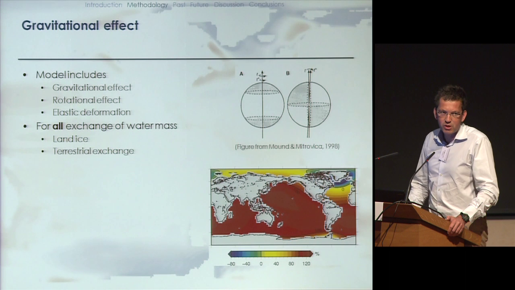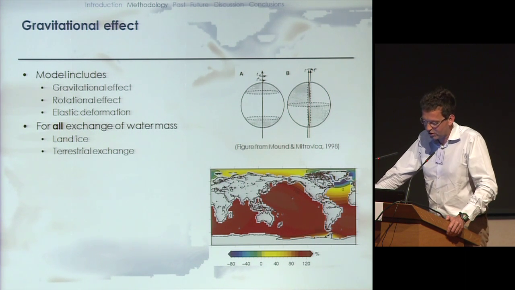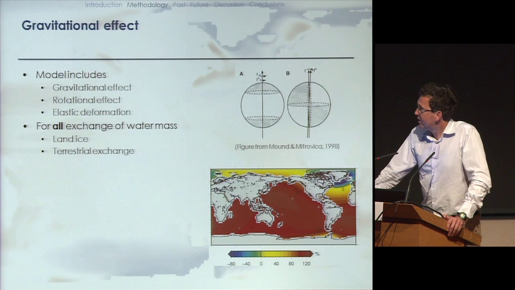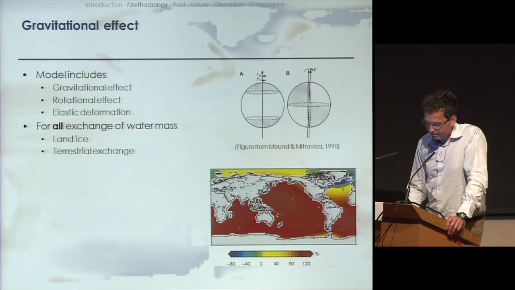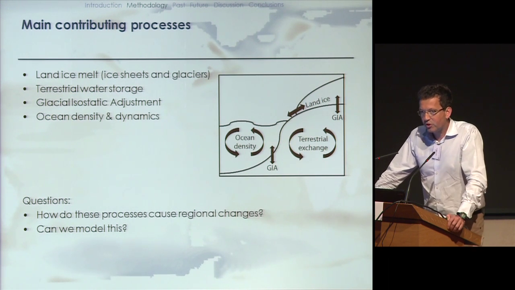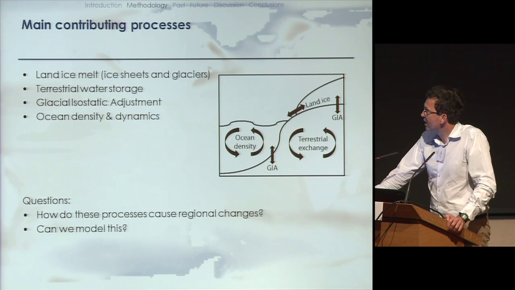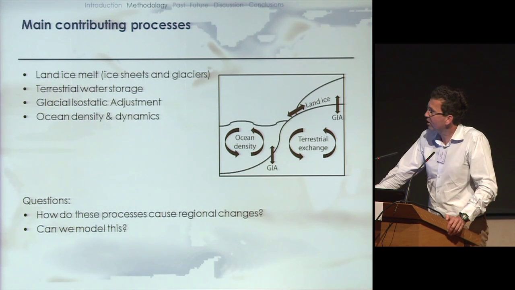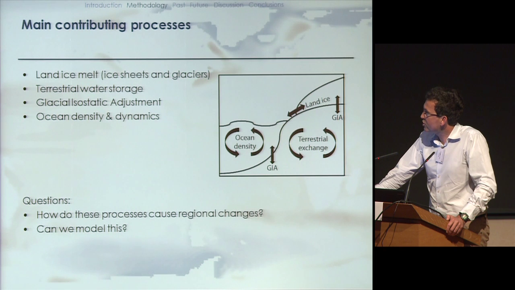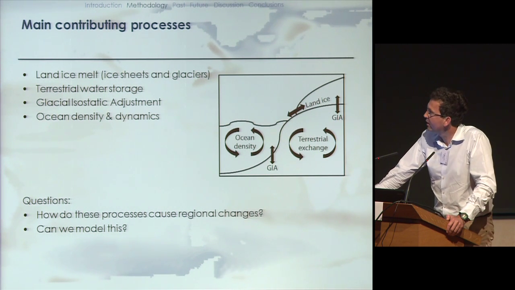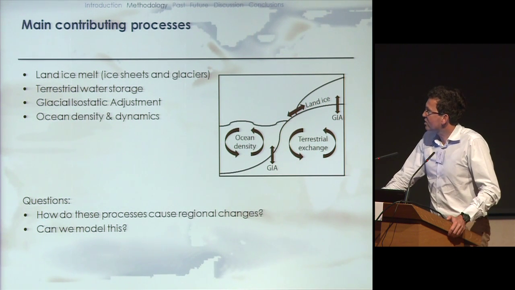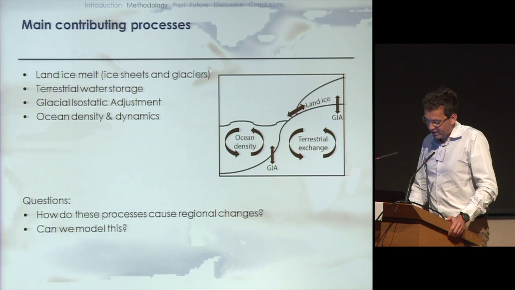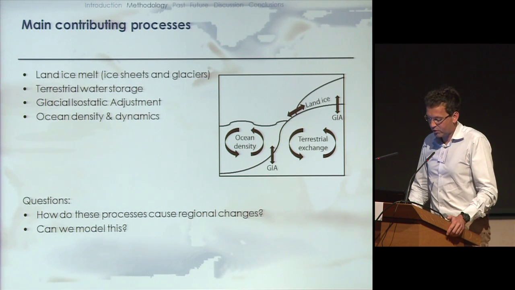So it's not only the land ice, but luckily also in the last presentation there was some information on terrestrial water changes, and that is also a mass change, so there's also a gravitational effect on those effects. So the main contributing processes which we take into account is the land ice melt, that's then both from ice sheets and glaciers, terrestrial water storage changes, glacial isostatic adjustment, ocean density and dynamic effects. So all effects which have been discussed quite extensively over this day. And as far as possible we try to include them.